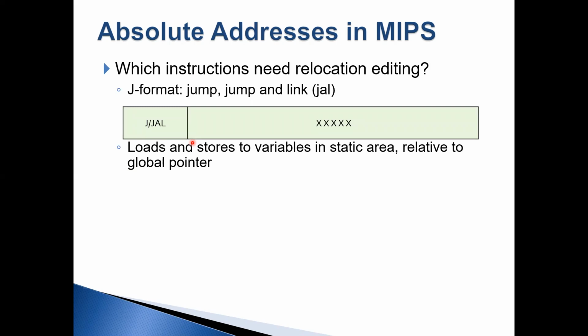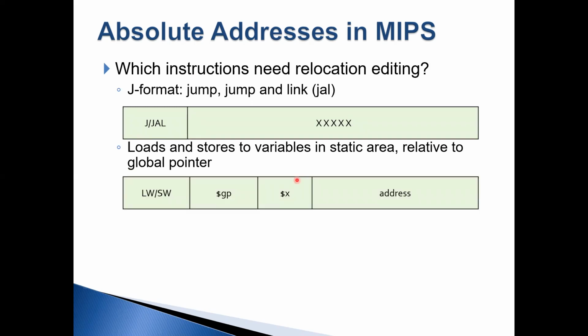Any address that we need, we won't have that until we link everything together. So when we do load and store, we need the address. So this one gives us the address, and this one gives us the register to store the address. So this one we need that.